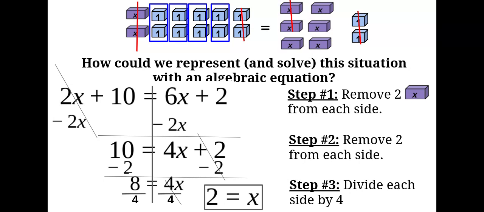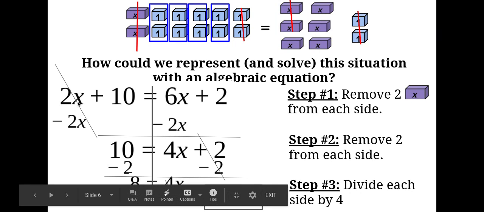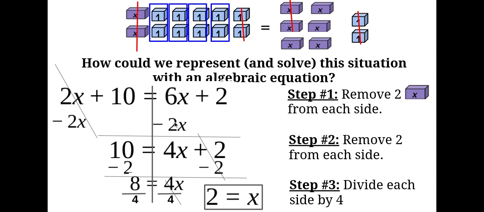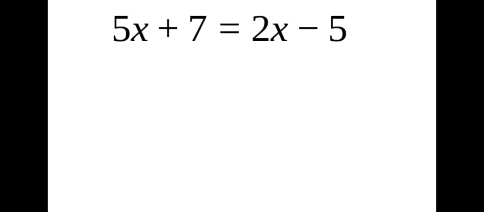Okay, we always want to check our work. So when x equals 2, we can plug into our equation. Always go back to the original equation. 2 times 2 is 4, plus 10 gives us 14. 6 times 2 is 12, plus 2 gives us 14. We know 14 equals 14, right? And we could also plug it into our boxes up here. And when that works out correctly, we know we've done the right moves.